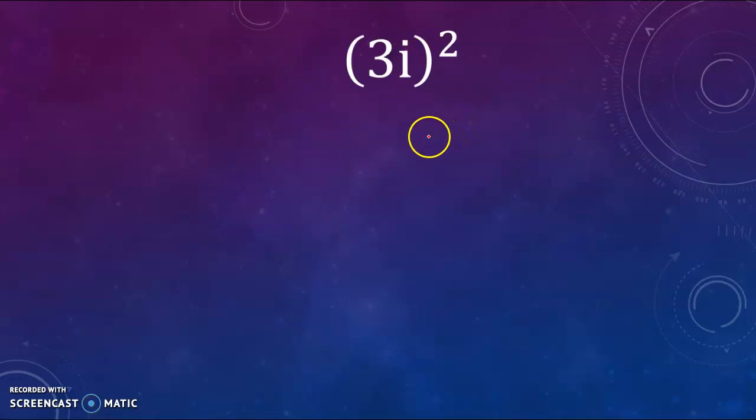So let's use this with some algebra. I'm taking 3i and I'm squaring it. Okay, so we know that we have to apply that exponent to both of these. Well, 3 squared we know is 9. Well, i squared from the last couple slides we know is -1. So 9 times -1 is -9.